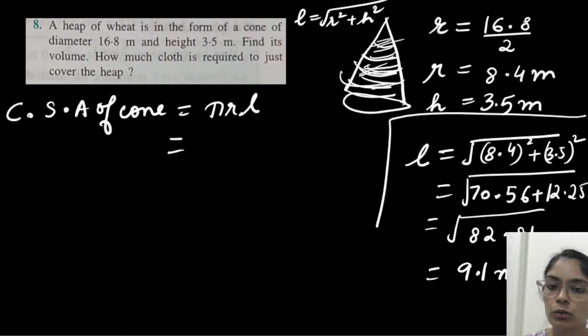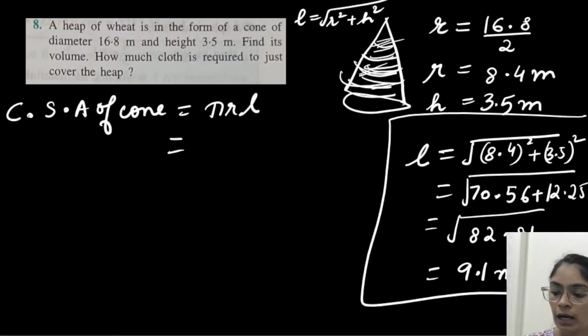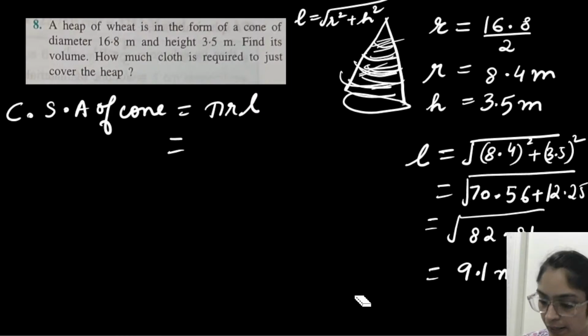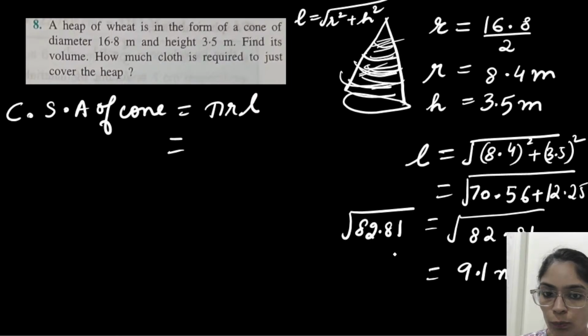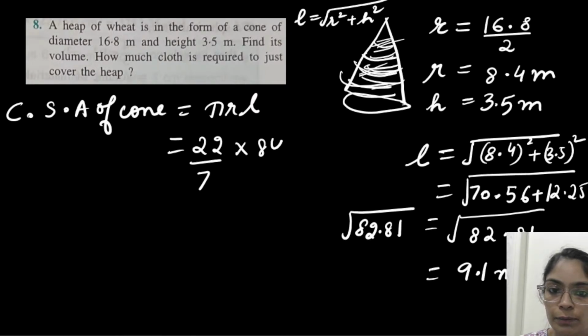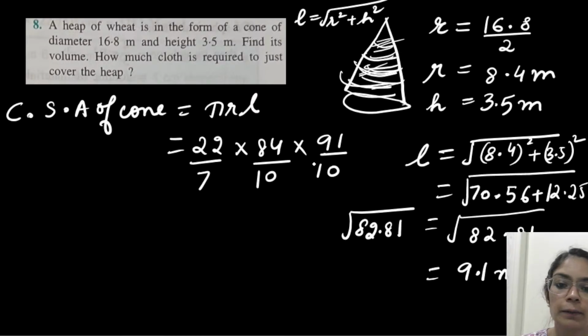Now here we can substitute. So we used the slant height formula. Here I think it's not visible, so I'll write it a little bigger. This is the square root of 82.81, which is 9.1. So 22 by 7. The radius is 8.4, so I will write it as 84 by 10. I'm just removing the decimal. The slant height is 9.1, so 91 by 10 I am going to write.